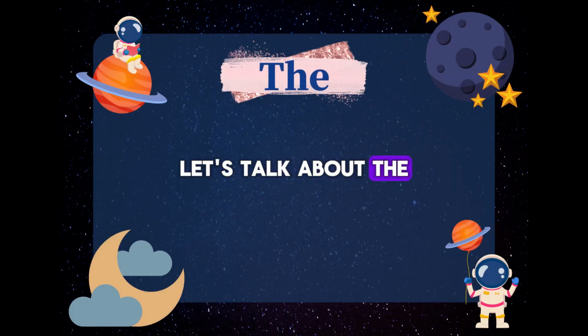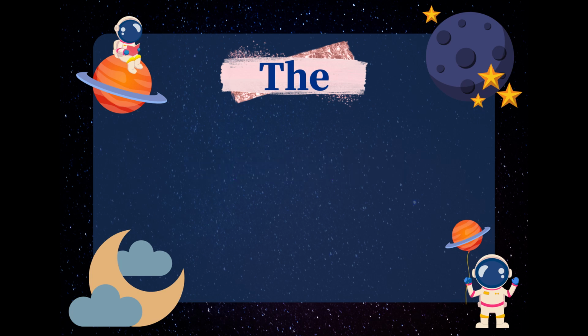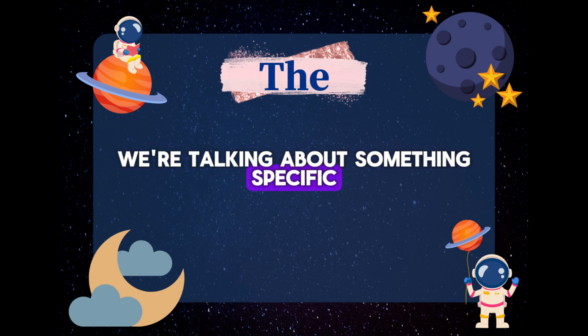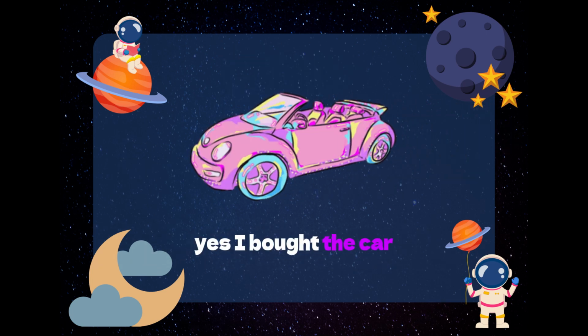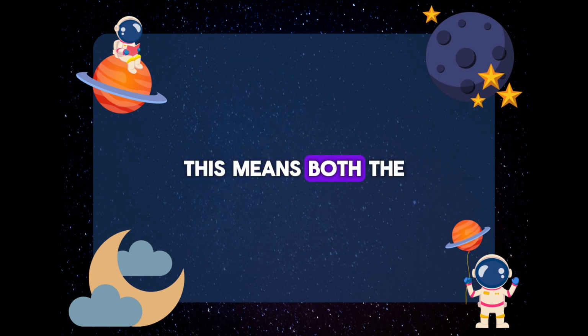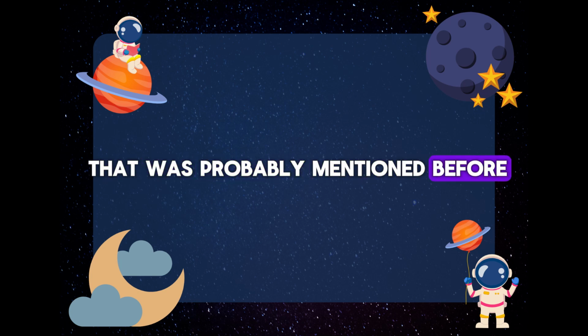Let's talk about the. Unlike a and an, we don't use the for general things. We use it when we're talking about something specific or already known. For example, yes, I bought the car. This means both the speaker and listener already know which car is being talked about. It's a specific car that was probably mentioned before.